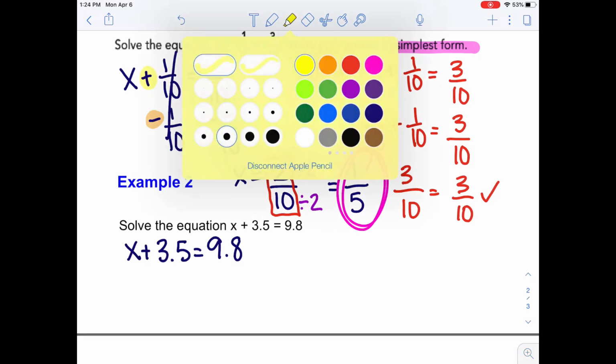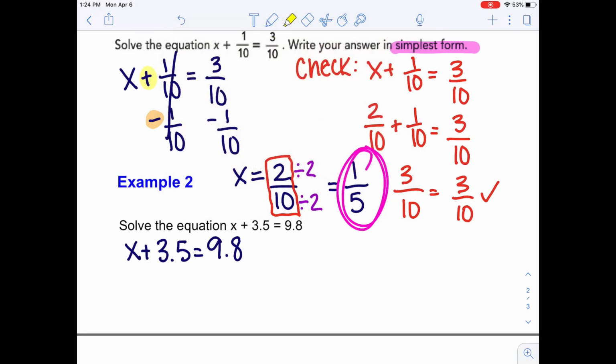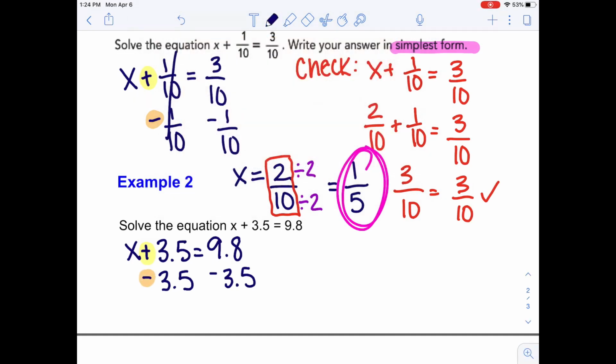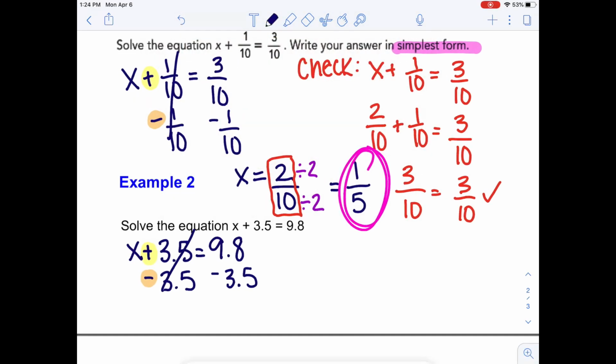So I'm going to identify what operation do I have right now with x. I have x plus 3.5. So to get x all by itself, I need to subtract 3.5 from both sides. My inverse operation of adding is to subtract. These cancel out. I'm left with just x equals, and then you can use a calculator here to help you solve. When I subtract 9.8 minus 3.5, I should get x equals 6.3.